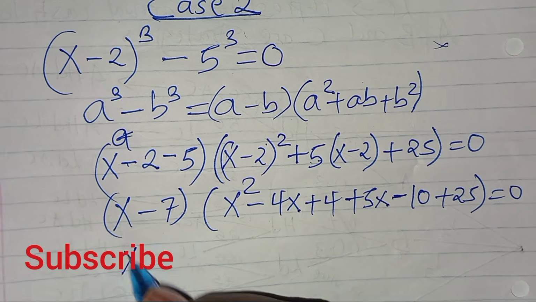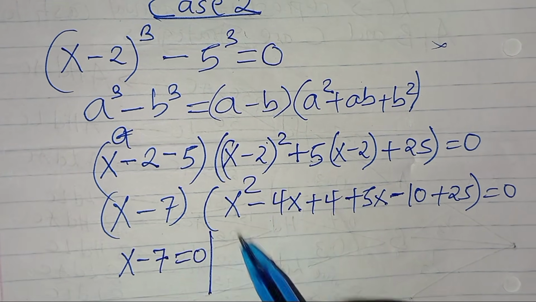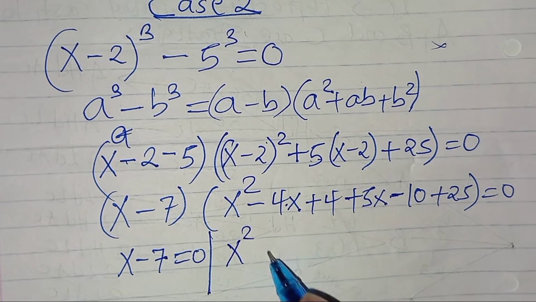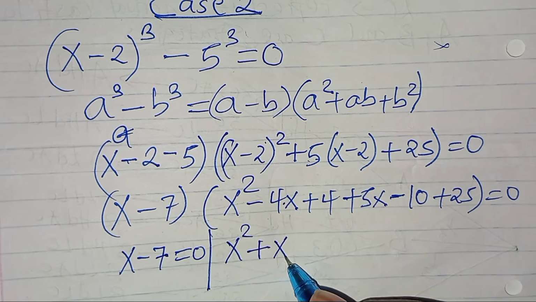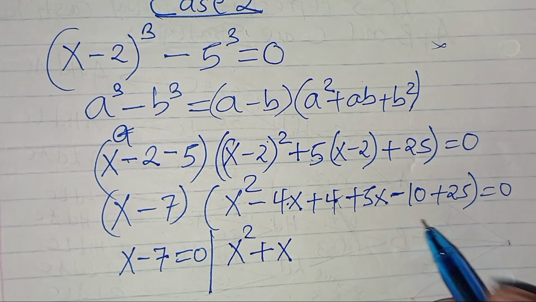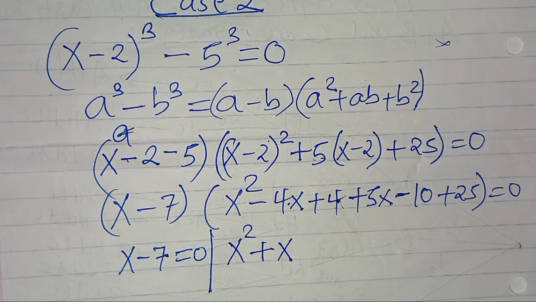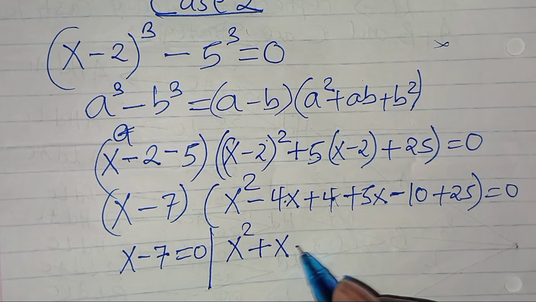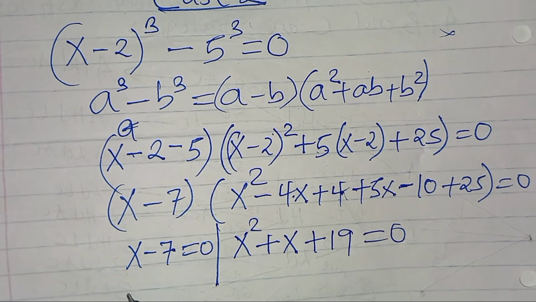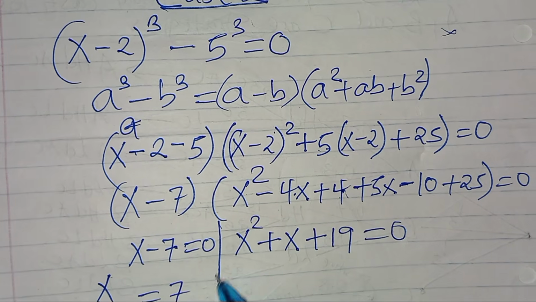So we have x subtract 7, okay, this is equal to 0 as one part, and then we have x squared, now -4x plus 5x, so this is plus x. Then we have 4 subtract 10, this is actually -6. Then we have -6 plus 25. So this is plus 19, this is equal to 0. So here we have that x4 is equal to 7.